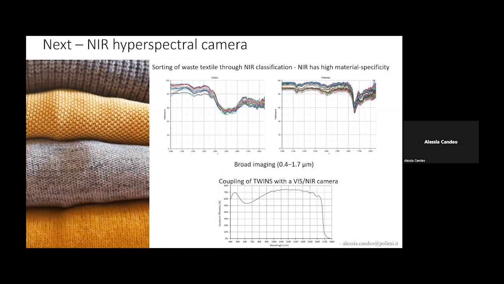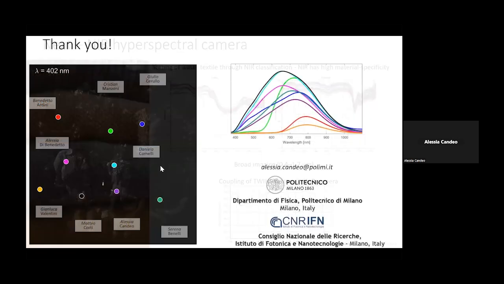I'd like to conclude this talk by mentioning that we are now moving to the near IR, because in this spectral window textile materials have very specific spectra, and so this can be very useful, for example, in the field of sorting of waste textiles. So right now we are implementing a new hyperspectral microscope that can acquire spectra from 400 nanometers to 1.7 micrometers. And with this, I'd like to conclude.